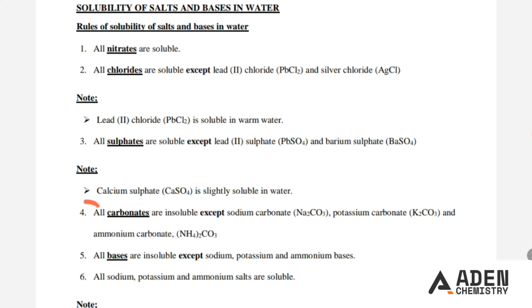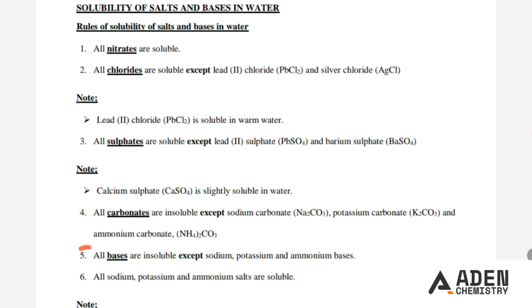Then we go to rule number 4. Here we are saying all carbonates are insoluble. So the first 3 are soluble, but for this one, all carbonates are insoluble. Kindly note that. Except sodium carbonate, written Na2CO3, potassium carbonate K2CO3, and ammonium carbonate, whose formula is (NH4)2CO3.